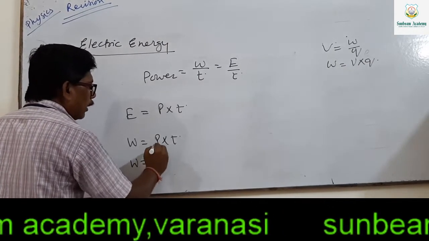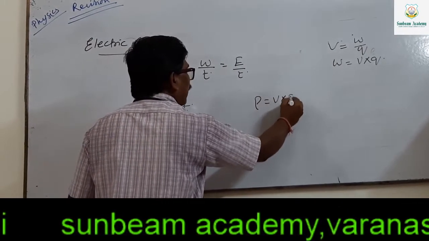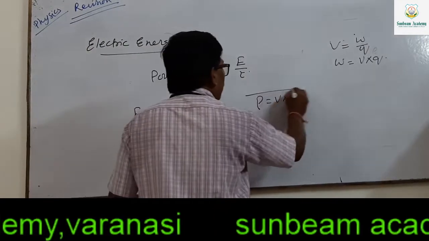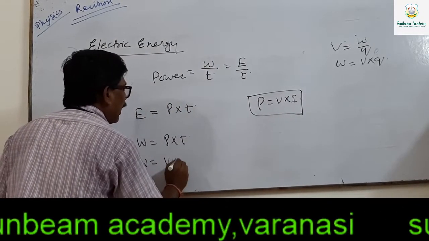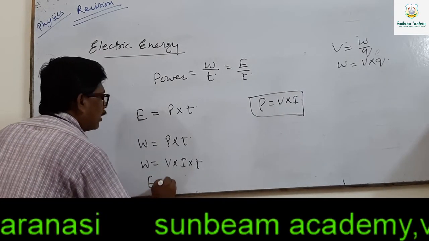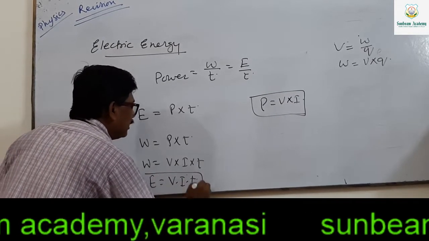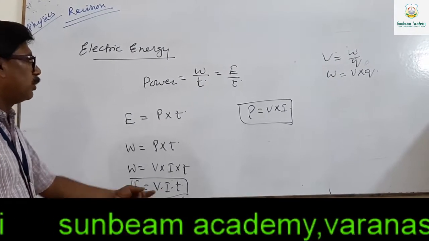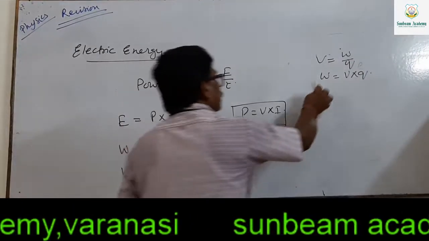Here W is equal to power into time. You know the value of power, you have derived the formula of power, P is equal to V into I. So you can write it here, in place of P, you can write V into I, V into I into T. So this is electrical energy, and work done is equal to V into I into T. This is one formula. And you can change this by applying Ohm's law, similarly as we have done in the case of power.